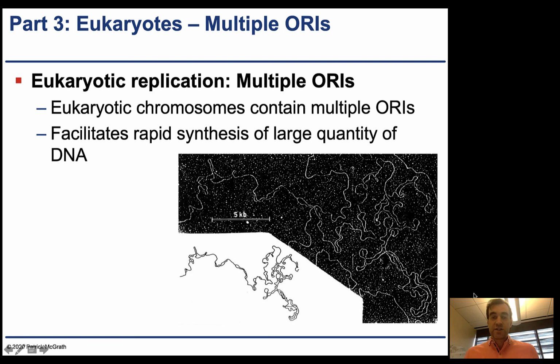And so you can actually see examples of this. This is a picture. This is an EM micrograph that was taken. And you can see approximately how long 5 kilobases is within that. And I find the schematic a little bit easier to pay attention to. But you see all sorts of replication bubbles. So here is an example of a replication bubble.